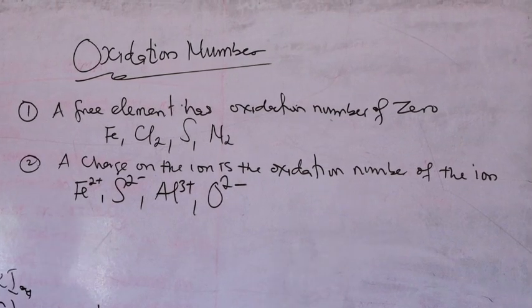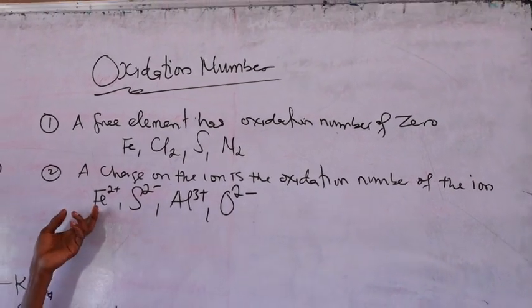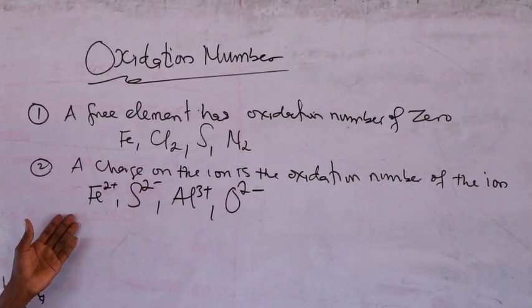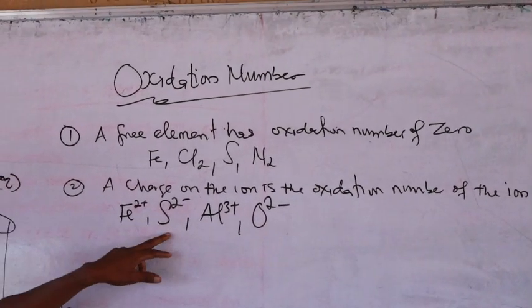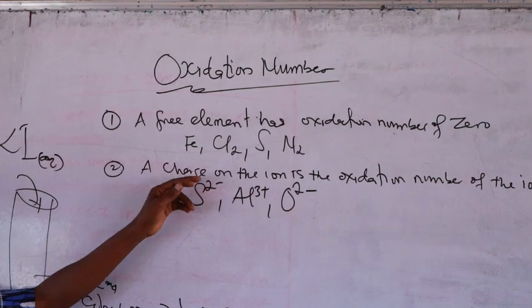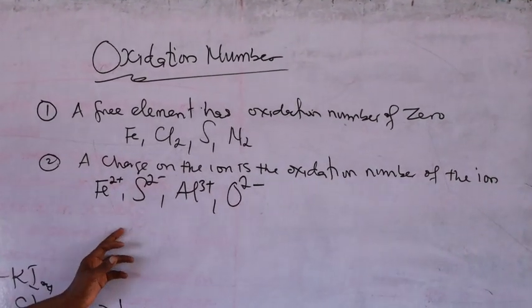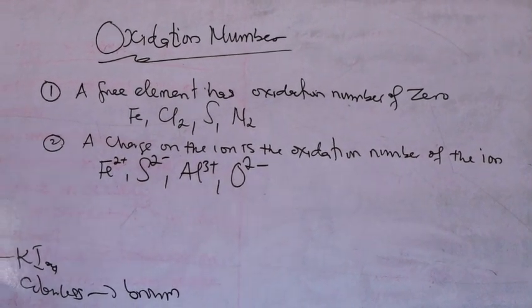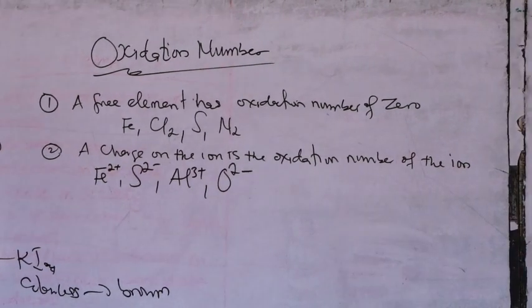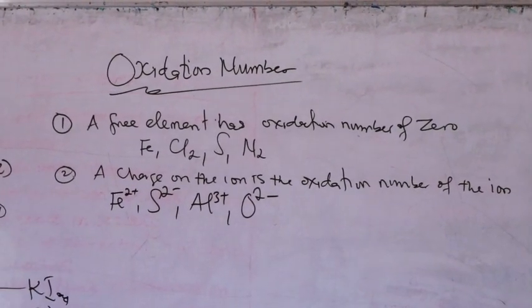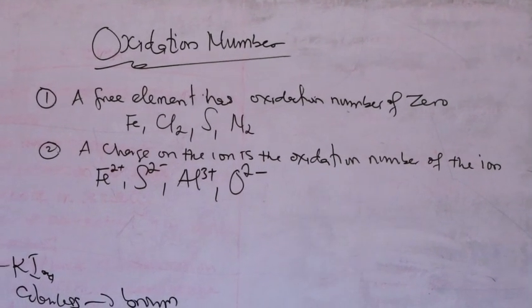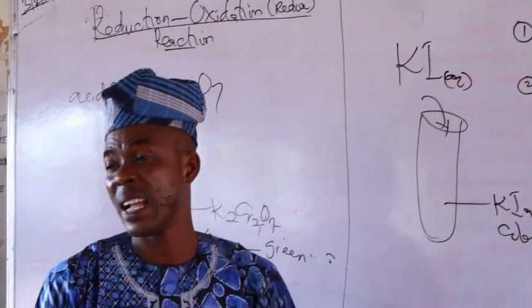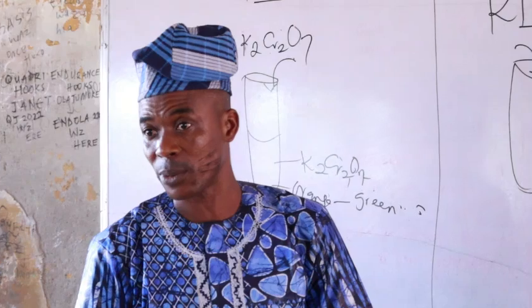So the charge possessed by an ion is equal to the oxidation number of that ion. Just like we have on the board, iron has a charge of +2, so its oxidation number is equal to +2. Then sulfur carries a negative charge, so the sulfide ion has an oxidation number of -2. Ditto for aluminium, which has an oxidation number of +3, and oxygen, which has an oxidation number of -2. Are we together? These rules I've given you will help us if we want to calculate the oxidation number of elements in a given compound.